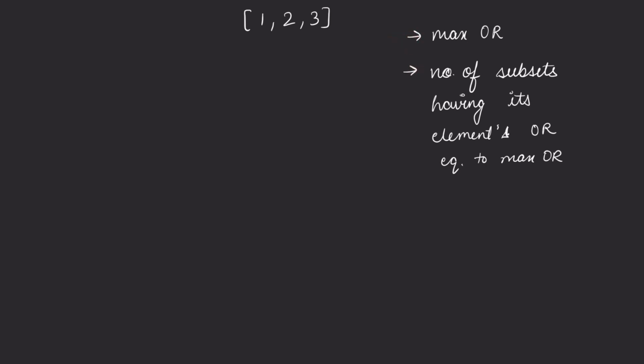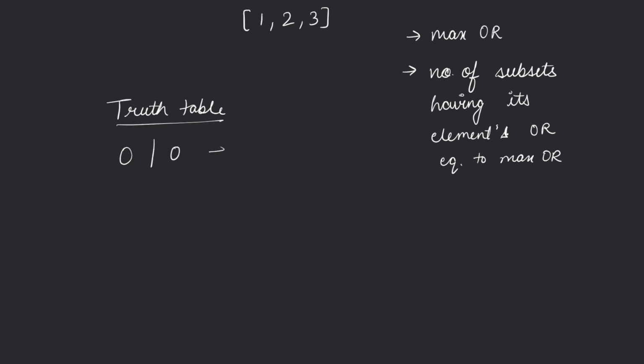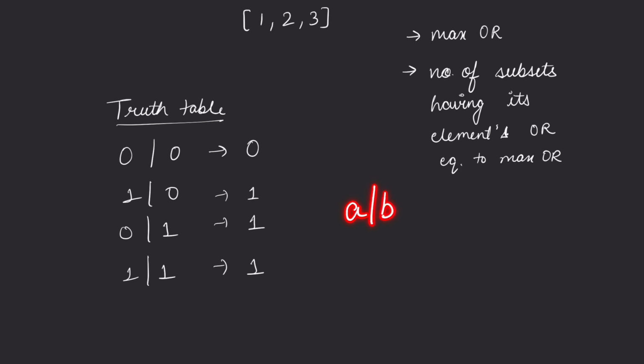So first let's focus on how to identify the max OR of this array. See, how does the bitwise OR operation behave? First let's create its truth table. In the truth table we see that if the two bits are 0, then we get 0. If either of the bits is 1, then we get 1. And if both of them are 1, then also it is 1. So whenever we do the OR of two numbers, it will either set a bit or it won't set any bit. There won't be a case where the OR of two numbers unsets a bit.